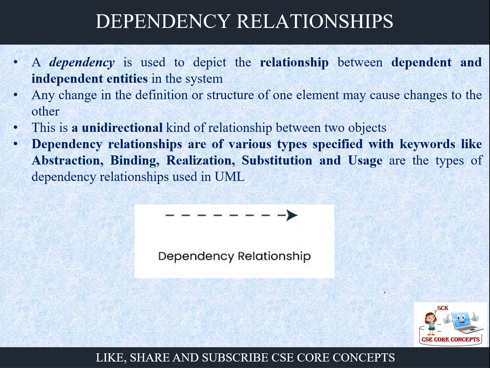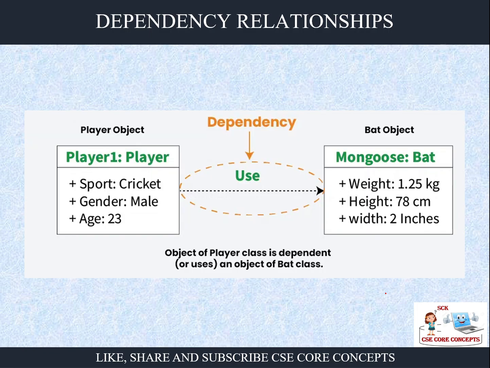Then the next relationship is the dependency relationship. Dependency between two objects, right? One will be dependent and one will be independent. So any change in the definition or structure will cause a change in the other. This relation is a unidirectional relation, where one object is dependent on the other. There are various types like abstraction, binding, realization, substitution, and usage. So let us understand the usage dependency.